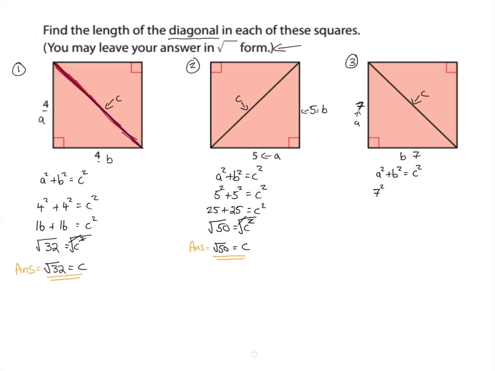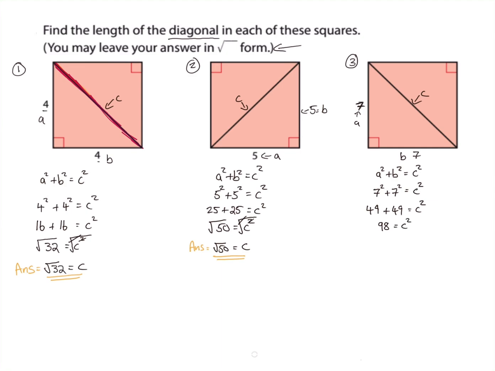So we have 7 squared plus 7 squared equals C squared. 7 squared is 7 multiplied by 7, which is 49. And plus another 49, I'll just make my 9s a bit better, equals C squared. 49 plus 49 is 98, equals C squared.